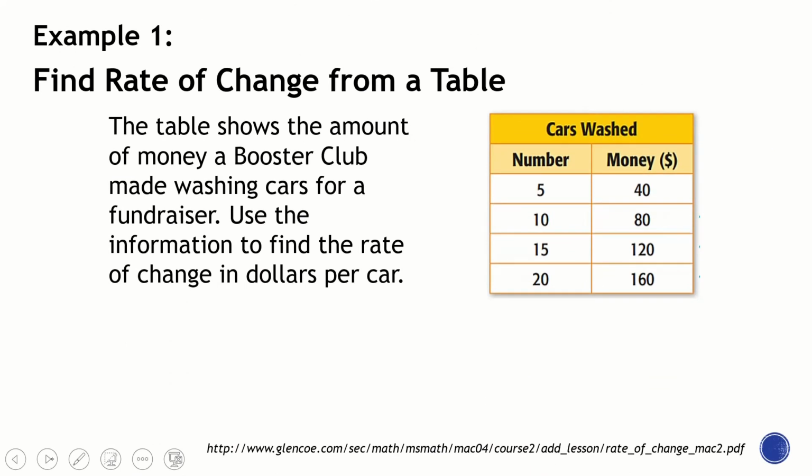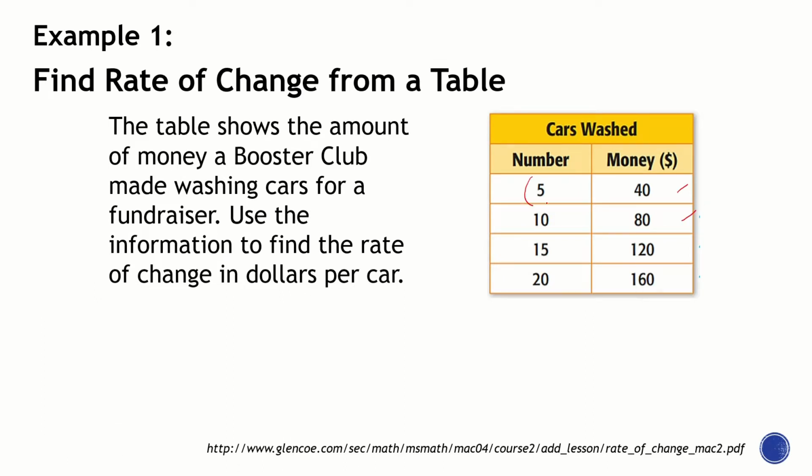Number one, sometimes you will see this kind of problem. The table shows the amount of money a booster club made washing cars for a fundraiser. The question is, use the information to find the rate of change in dollars per car. Now, if you look at the table on the right side, you may see that the increase in terms of the number of cars and the amount of money is constant. So if that's the case, all you need to do is pick any 2 points here and use the rate of change formula, or the slope formula. So let's say I will pick this 2.